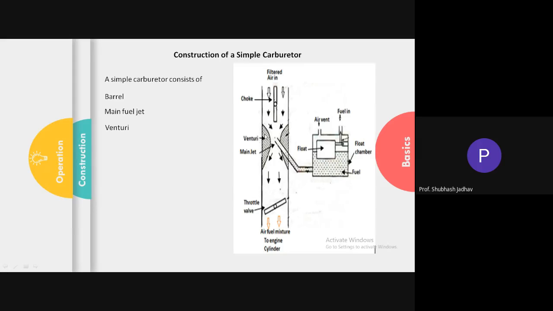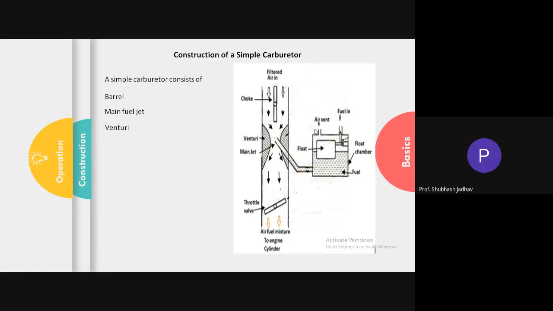If this venturi was not there, here it would have been atmospheric pressure, and here it would also have been atmospheric pressure. Since both sides of this particular pipe are at atmospheric pressure, nothing will come out. If you want something to come out here, then we have to ensure that this region has lower pressure and here it has higher pressure.